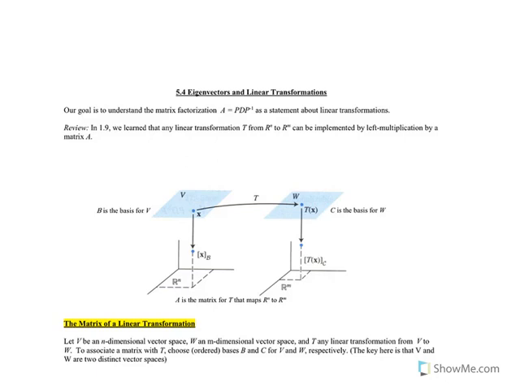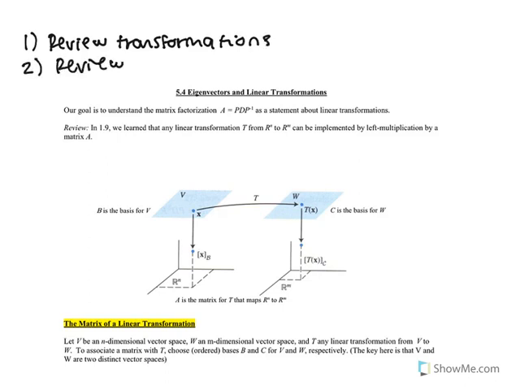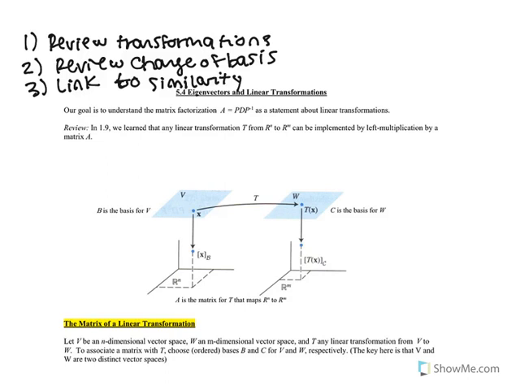All right, so today we're going to do a couple of things. So first, what we're going to do is review transformations. The second thing we're going to do is review a change of basis. And those will kind of feel simultaneous. But three, most importantly, what we're going to do is link all of this to similarity, and therefore also to eigenvectors.